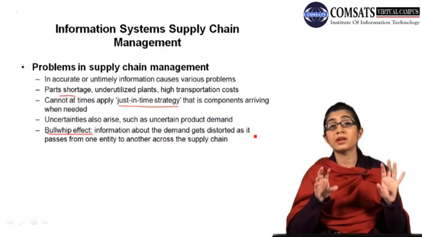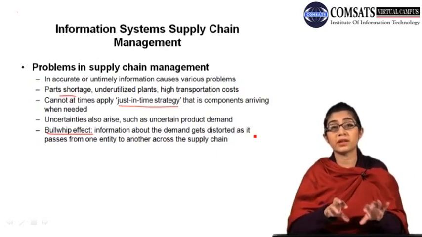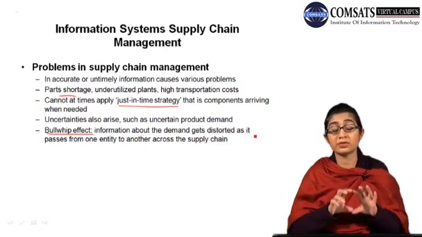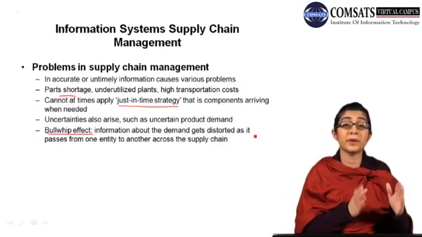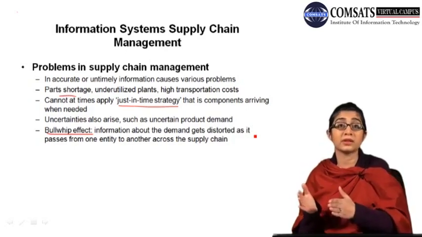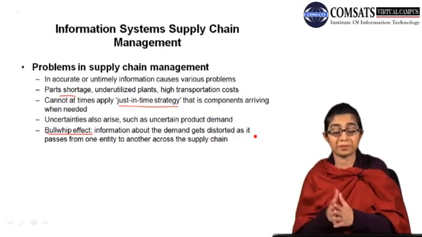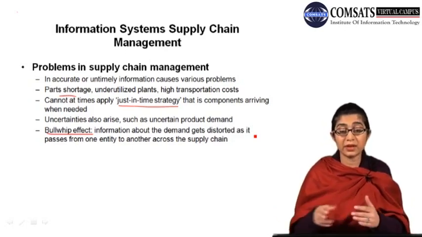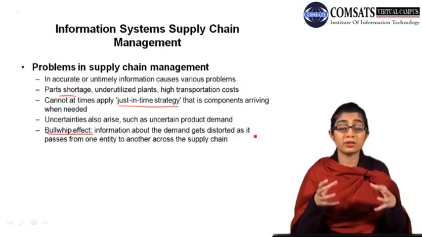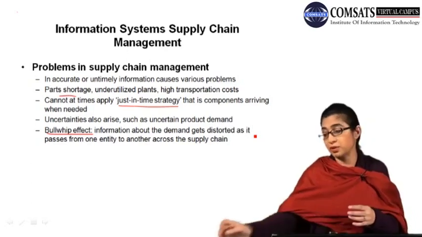So it's very important that correct and timely information is provided throughout the supply chain to all the entities, so that they can source the product, manufacture the product, and plan the distribution of the products in the right manner. Right. Next we're going to look at how information systems help in solving all these problems.